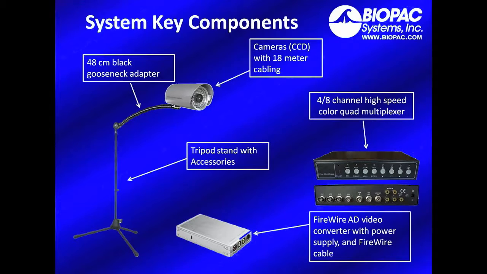Some of the key components for both the 4 or 8 channel system include the CCD cameras with 18-meter cabling. It's important to note that these cameras work well in both low light and normal light conditions. The tripod stands with accessories including gooseneck adapters for precise camera positioning, a 4 or 8 channel high-speed color multiplexer, and the FireWire A/D video converter with power supply and FireWire cable for connection to your PC.